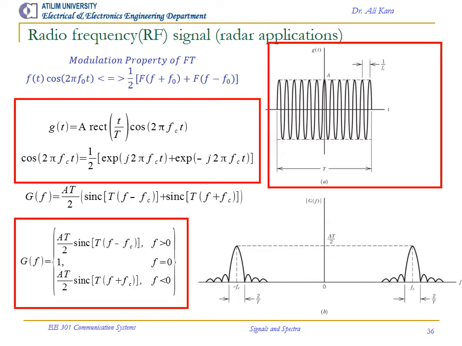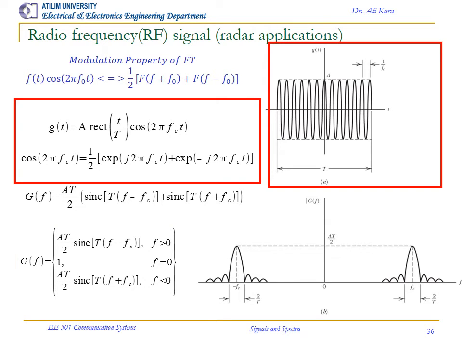Capital G of f is equal to A capital T over 2 times sinc of capital T times f minus fc when f is bigger than 0. Capital G of f is 0 when f is 0, and it is equal to A capital T over 2 times sinc of capital T times f plus fc, where f is less than 0. Frequency shifting process is critical for understanding of amplitude modulation. Therefore, it is sometimes called modulation property in Fourier analysis.